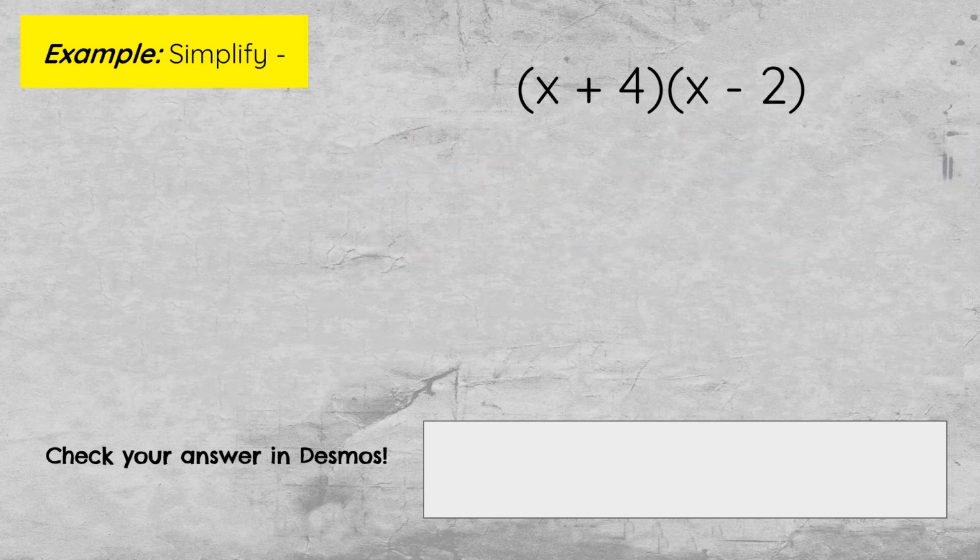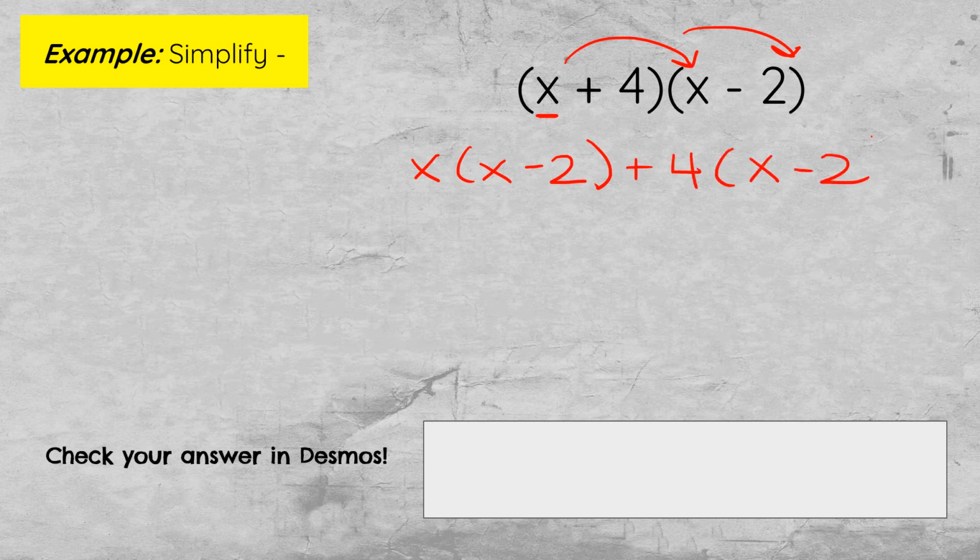Now this one's interesting because we have 2 terms times 2 terms. So we want to do this kind of like double distribution. This x is going to distribute to x minus 2. So it's going to look like this. X is going to multiply with x minus 2. Same thing with the 4. The 4 also has to distribute to x minus 2. So we're basically distributing twice.